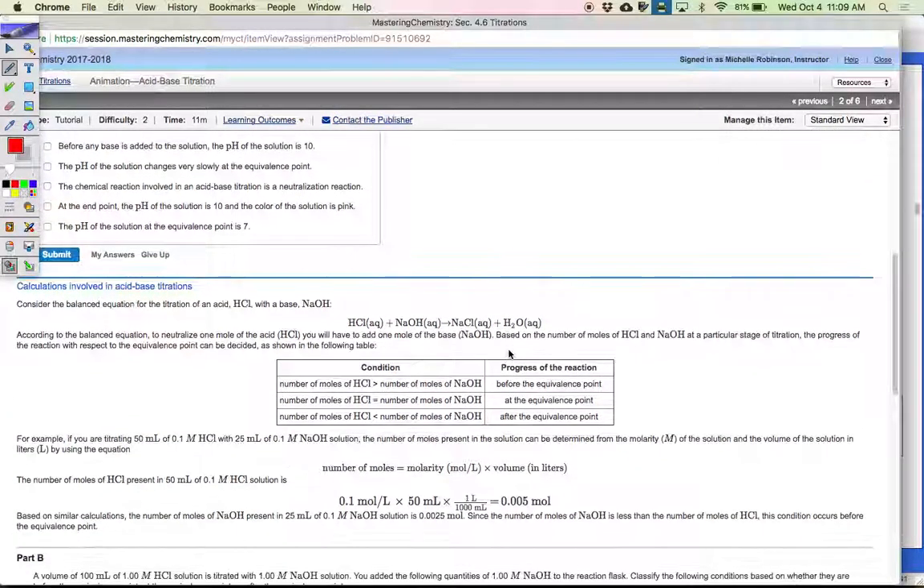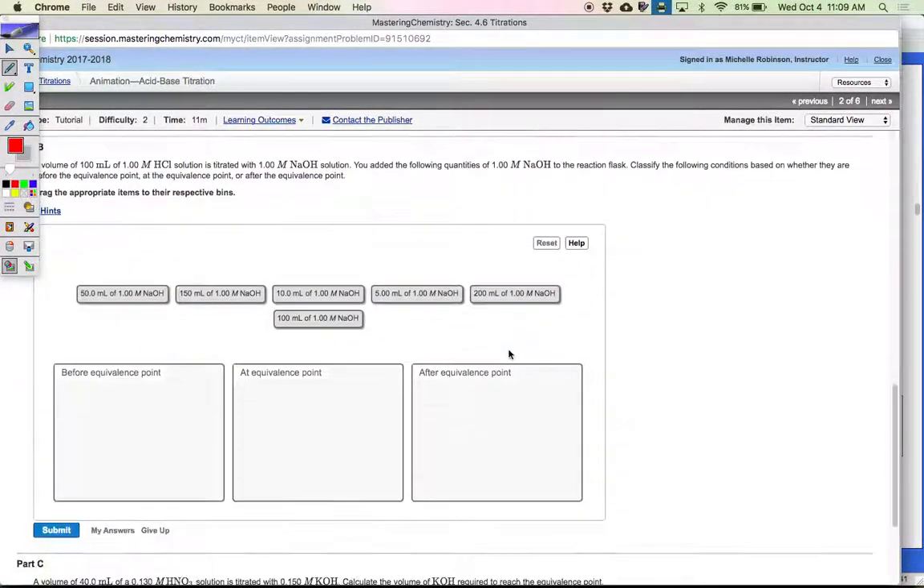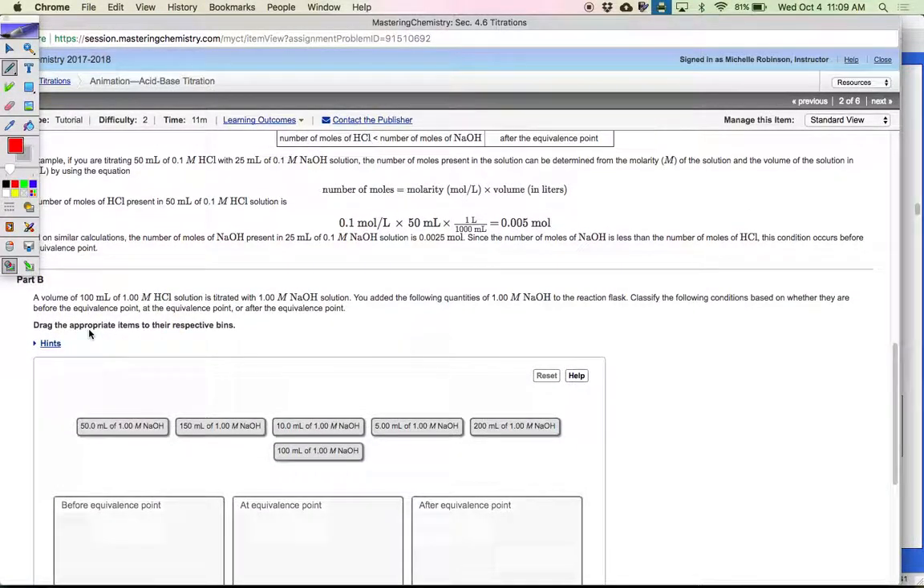So in this one, you're talking about this last one at the end, right? Yeah. It says a volume of 100 milliliters of 1 molar HCl is titrated with 1 molar NaOH. Classify the conditions whether they're below, above, or at the equivalence point. You should be able to look at this and tell me where the equivalence point is going to be.